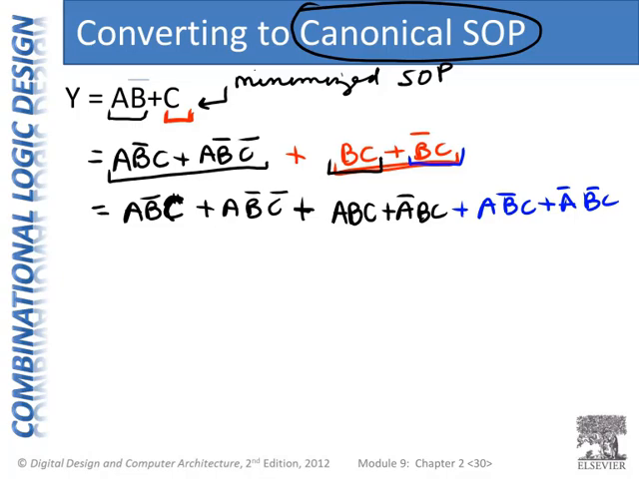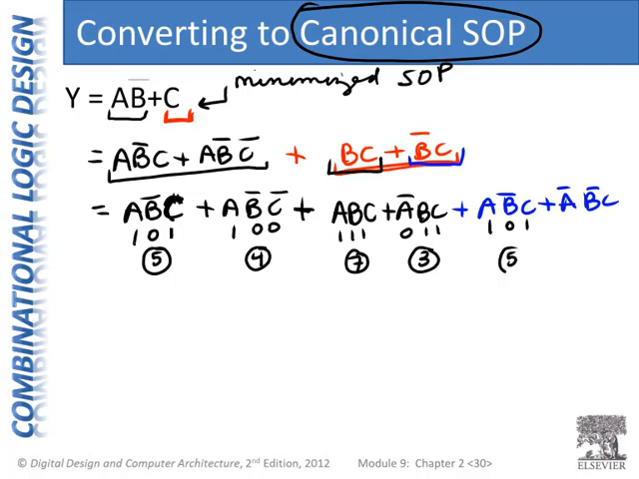This is our 1, 0, 1 minterm, or 5 minterm. This is our 1, 0, 0 minterm, or minterm 4, 1, 1, 1, minterm 7, 0, 1, 1, minterm 3, 1, 0, 1, minterm 5, and 0, 0, 1, minterm 1. So just by numbering them, abstracting away details that aren't important, I can see that minterm 5 is a duplicate. I can just keep one of those minterms. And now I can reorder them.